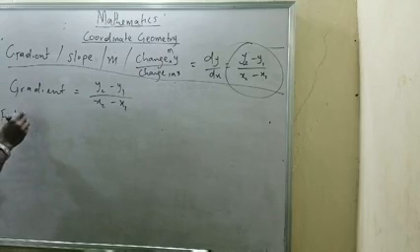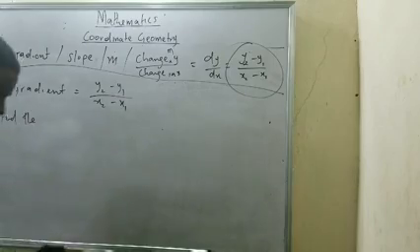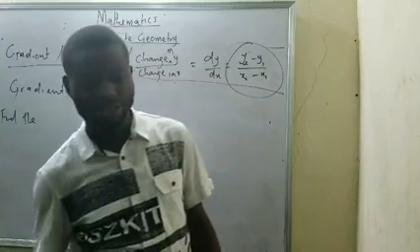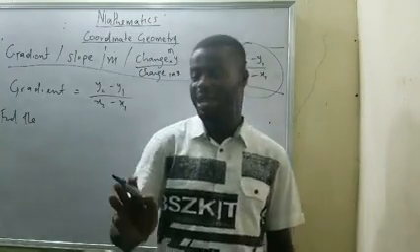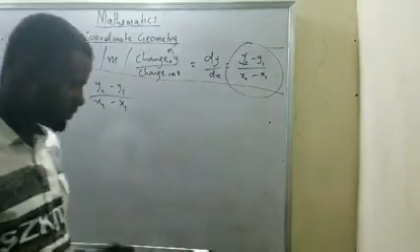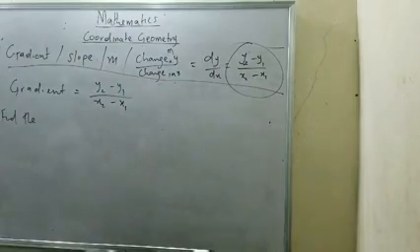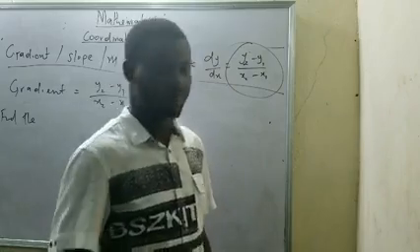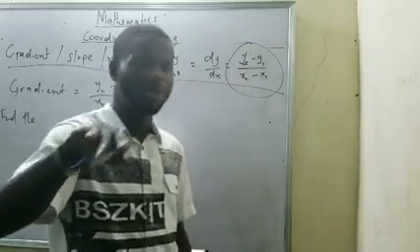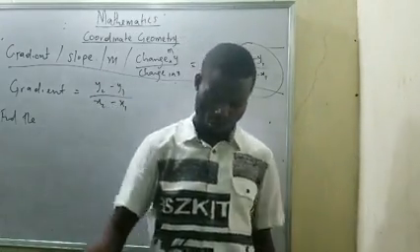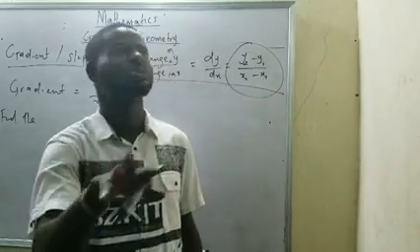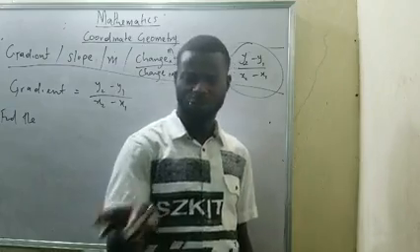Now, there are two types of gradients, and it's determined by their line. Some lines we call positive, some negative: a positive graph and a negative graph. I'm not here to talk about the graph, but there are two types of gradient. When you come and view our video on simultaneous equations, you will see all this there.